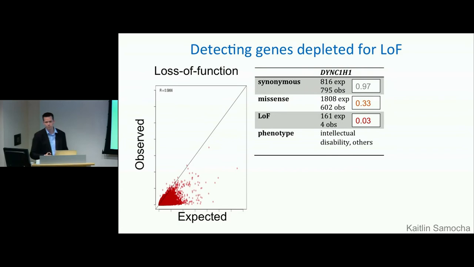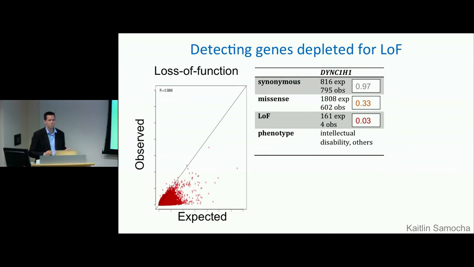In this particular gene, we see Caitlin's model gives us a well-calibrated estimate of the number of synonymous variants we should expect to see, but we are missing two-thirds of the missense variants that we would expect in the ExAC population, and almost all the loss-of-function variants are gone here. We would expect to see 161. In fact, we only observe four. Two of those are artifacts. One of them is a sequencing error. One of them is an annotation error. The other two, we don't know.